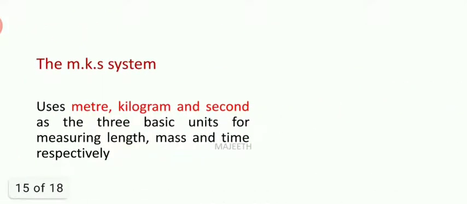Next one is MKS system. M means meter, K means kilogram, S means second. So if length is measured in terms of meter, mass is measured in terms of kilogram, and time is measured in terms of second, then it is known as MKS system, right?